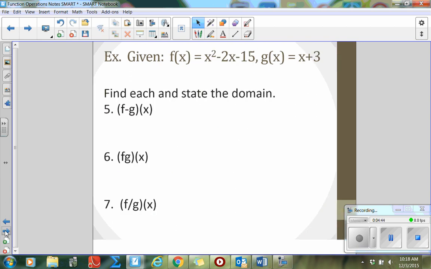Just some repetitive answers. We have questions. We have 2 new functions here. We have a quadratic function and a linear function. f of x is quadratic, g of x is linear. Number 5 asks us to subtract those.